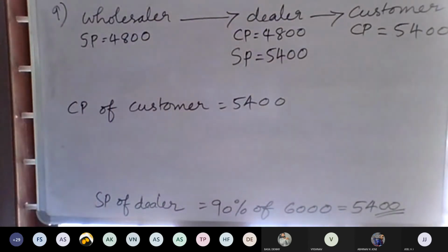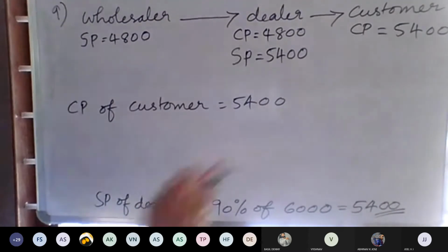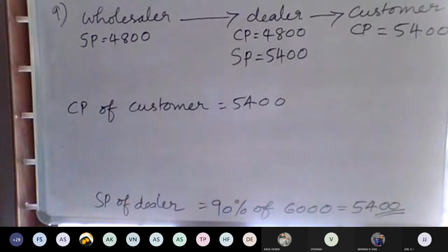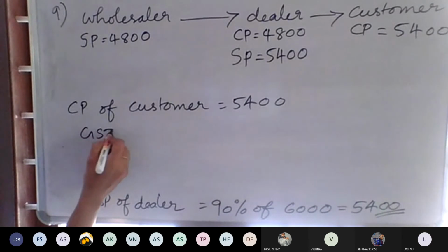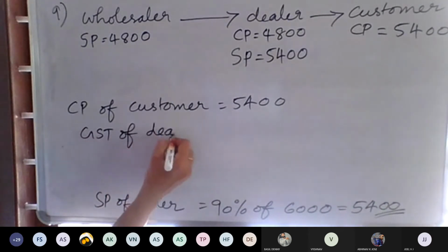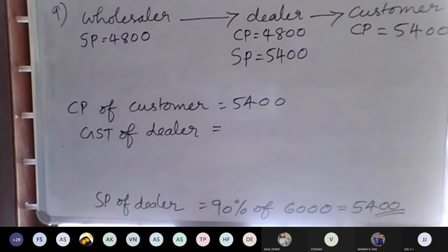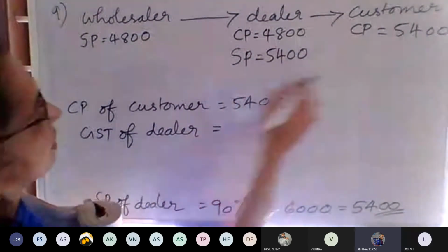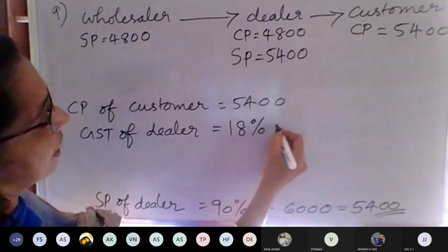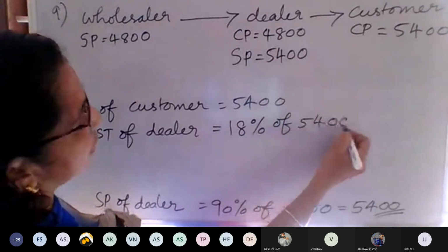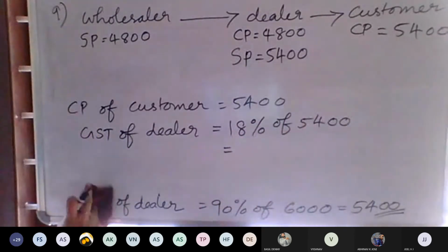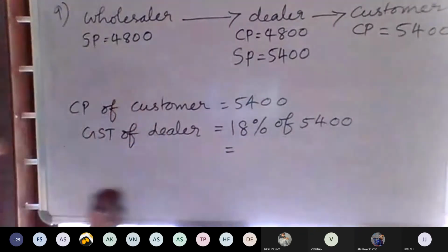So what are the things we want? Next we want to find which one? We have the CP, we have the GST. GST of dealer, given GST is 18%. So how can we write GST of the dealer? 18% of 5,400. That is 18 by 100 into 5,400. So answer what?